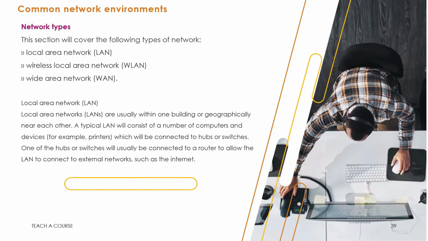The network types: we have local area network, which is a network which covers a small geographical location like a single building or a single organization. Then we have a wireless local area network, which is a local area network, but it is connected without cables. Then we have a wide area network, which covers a larger geographical location like a country, a city, or even the internet.